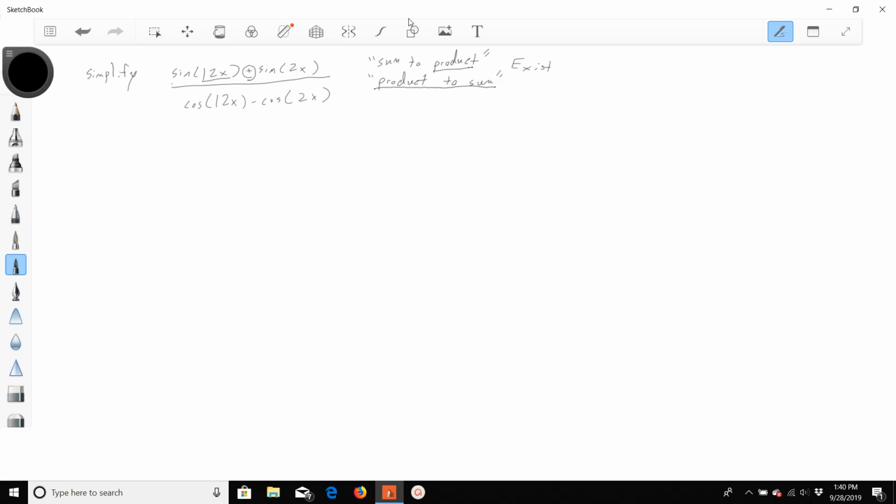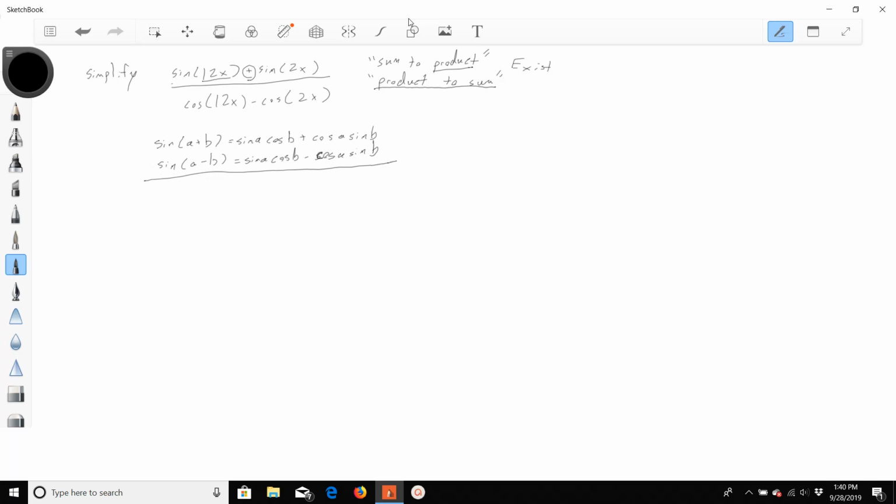So, how are we going to start with this derivation of the product to sum and sum to product formulas? We're going to start with the following. We know that we have sine of a plus b being sine a cosine b plus cosine a sine b. And we know sine of a minus b is equal to sine a cosine b minus cosine a sine b. In other words, the same thing, just with a minus sign in the middle.